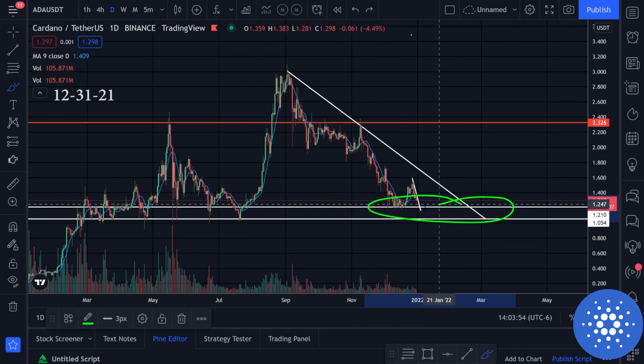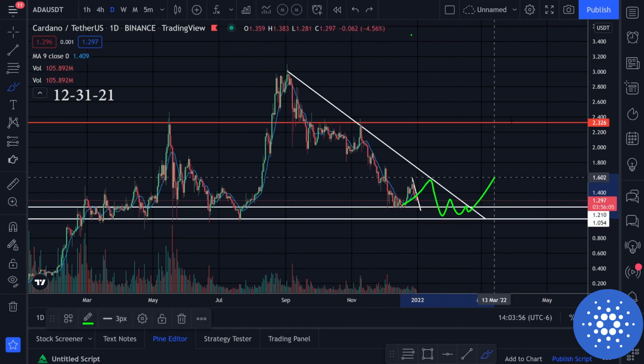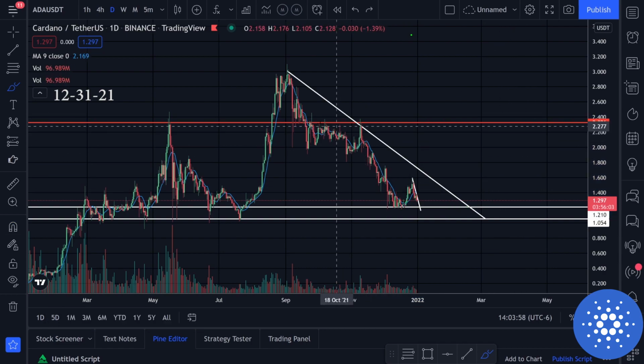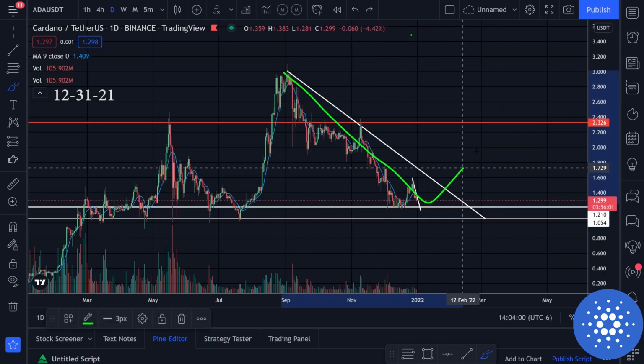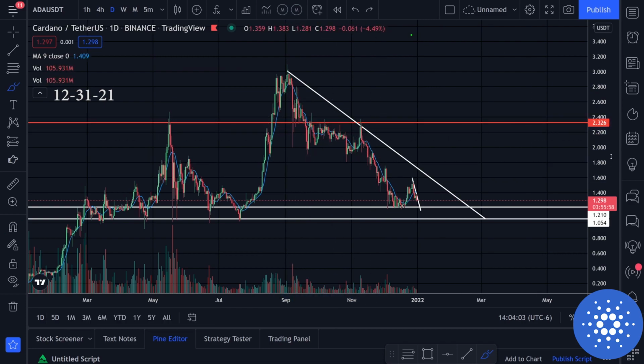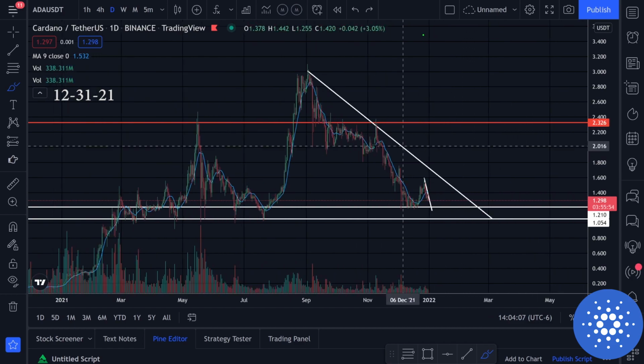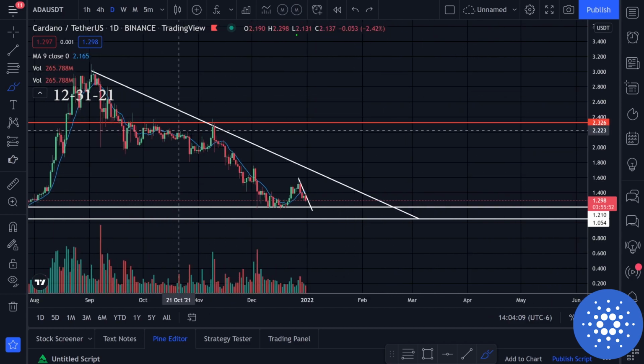Hopefully we can hold support right here, maybe bounce like this, and then break out something like that. I don't know. In general, once we break this trend line going to the upside, I'll be targeting this previous resistance sitting around 2.32. But let's see, we still have a few more steps before we can get there.